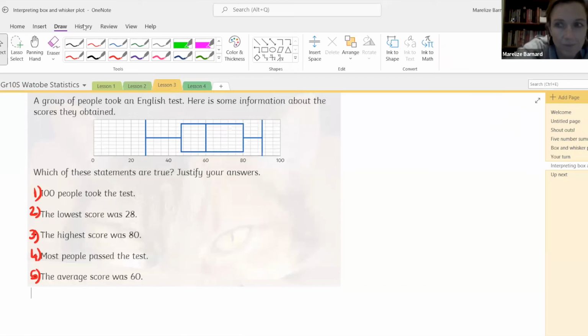Ma'am, what's the question for number 4? I'm just noticing, if it says most people pass the test, what was the pass mark? Oh, good question. Let's make the pass mark 50. Okay, so most people pass the test. Let's say the pass mark is 50.